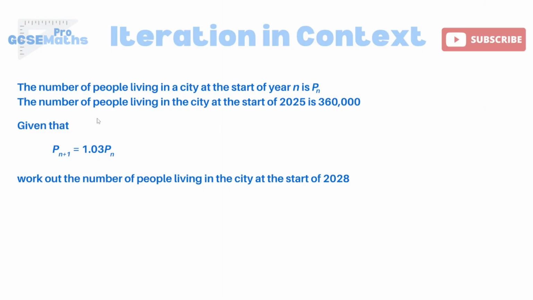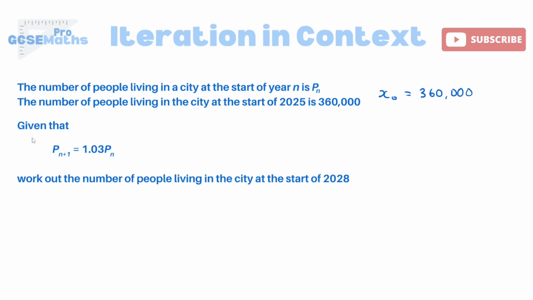So you can see here, we've not really got x values or anything like that. We have still got some numbers and a formula, but we've been given an actual real life context. So the number of people living in a city at the start of year n is represented by the letter P, so P for population, n for that year. The number of people living in the city at the start of 2025, so they've now given us an actual value, is 360,000. So this would be, if you've seen that other video, effectively our x0, isn't it? Or in this case, P0. That's our starting point. That's what they're telling us.